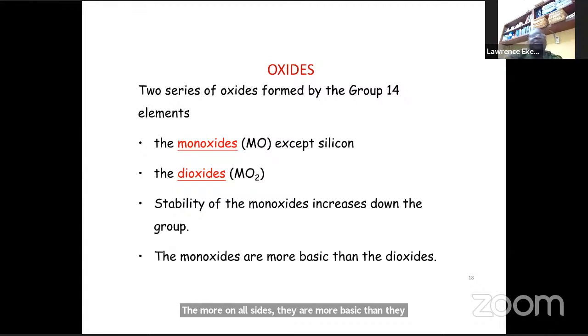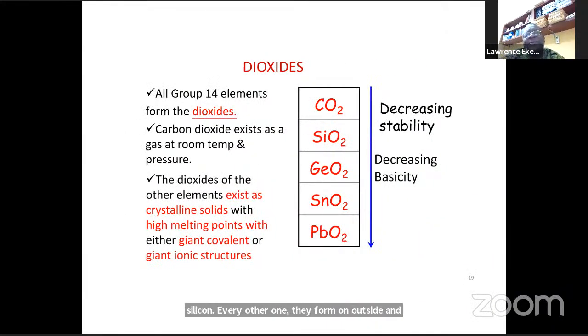And this is expected because of the nature of the transition, like we have mentioned before, from the non-metals to the metalloids to the metals. So the monoxides are more basic than the dioxides. The 2 major oxides formed by the group 14 elements are the monoxide and the dioxide. The only element that does not form a monoxide is silicon. Every other one forms monoxides and dioxides.